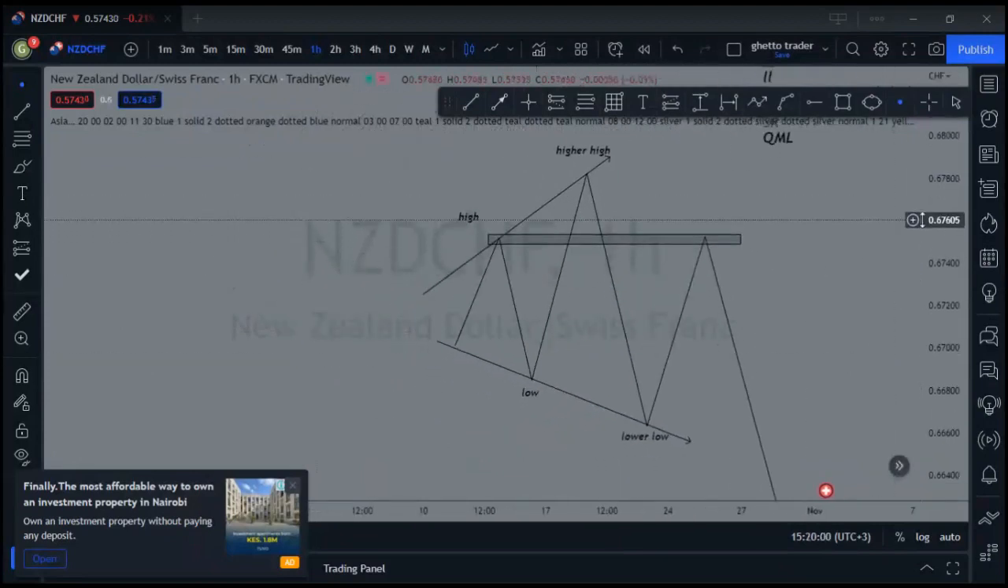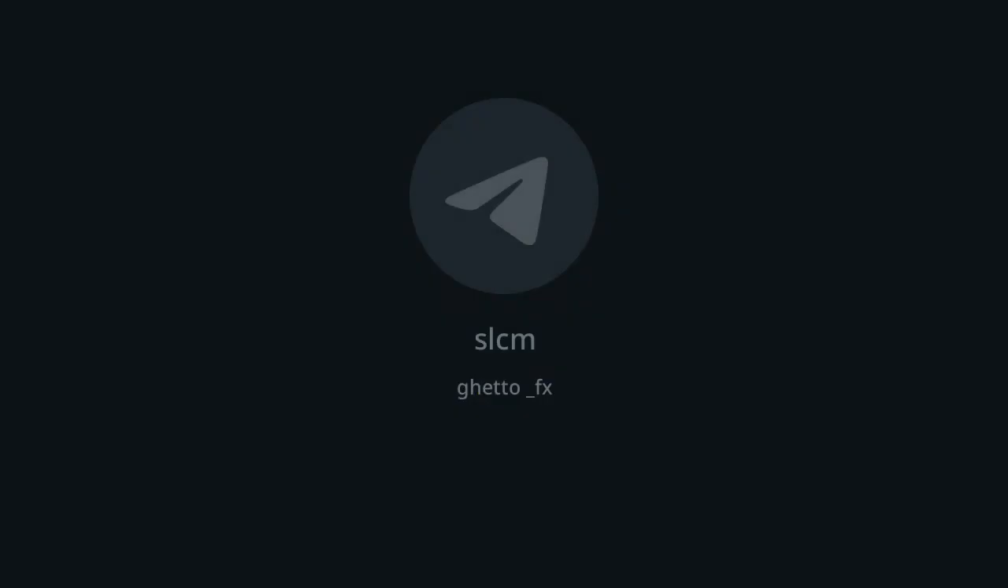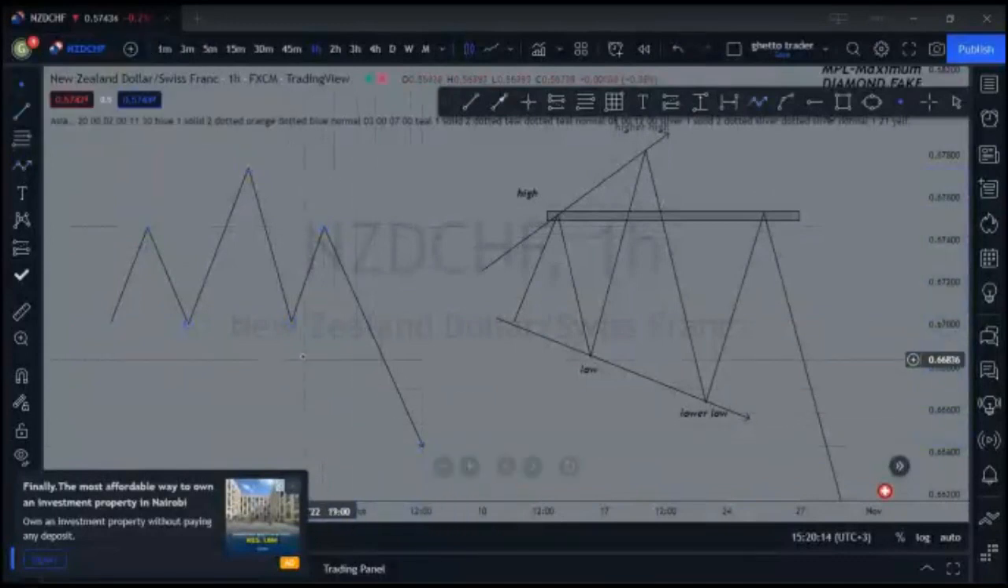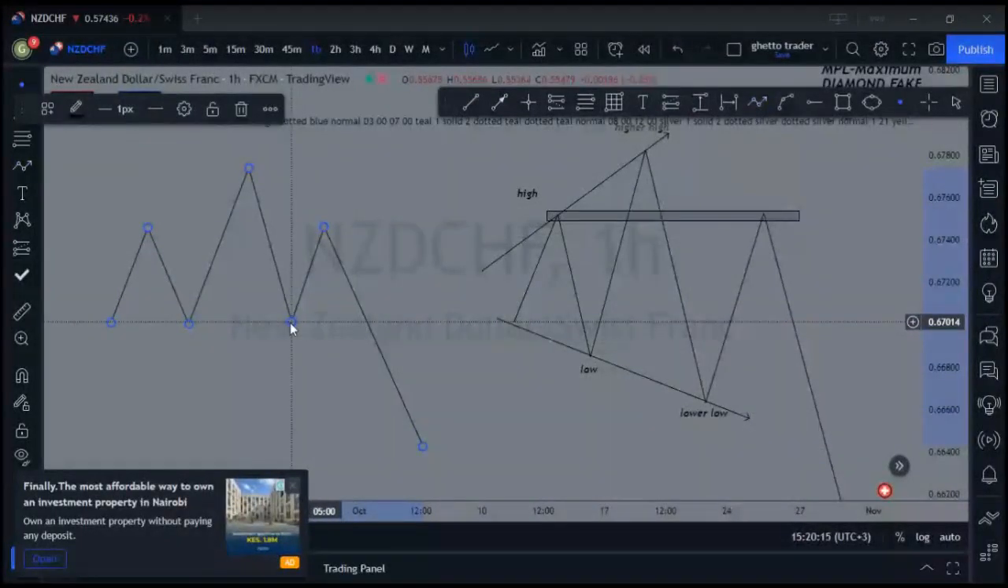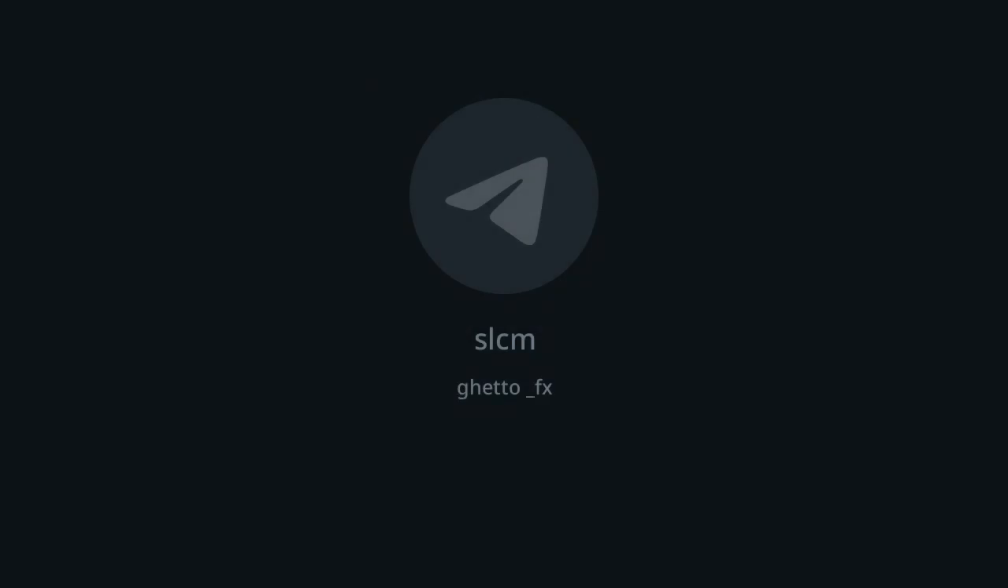Some of you might confuse it with a head and shoulder, but the difference between head and shoulder and QM is that in head and shoulders the lows are both equal, as you can see. These are typical head and shoulders, while this other one is a QM. So now let's talk about a QM.